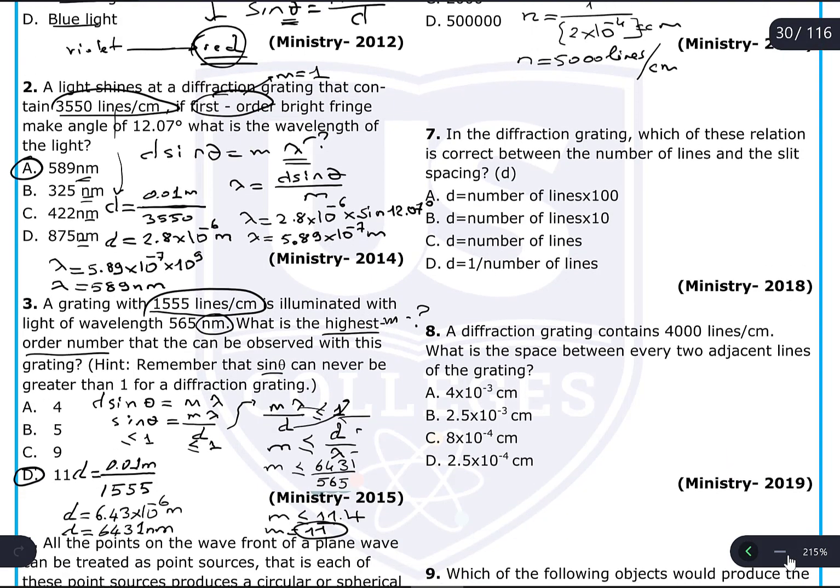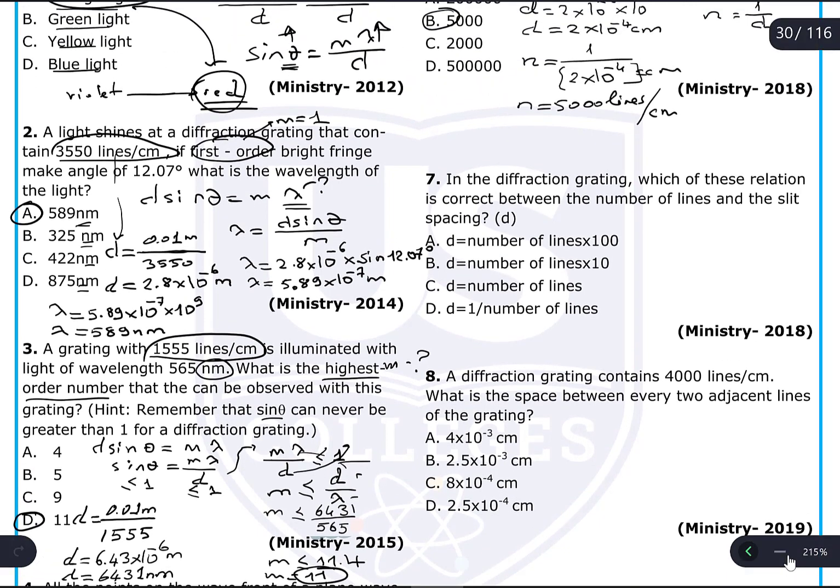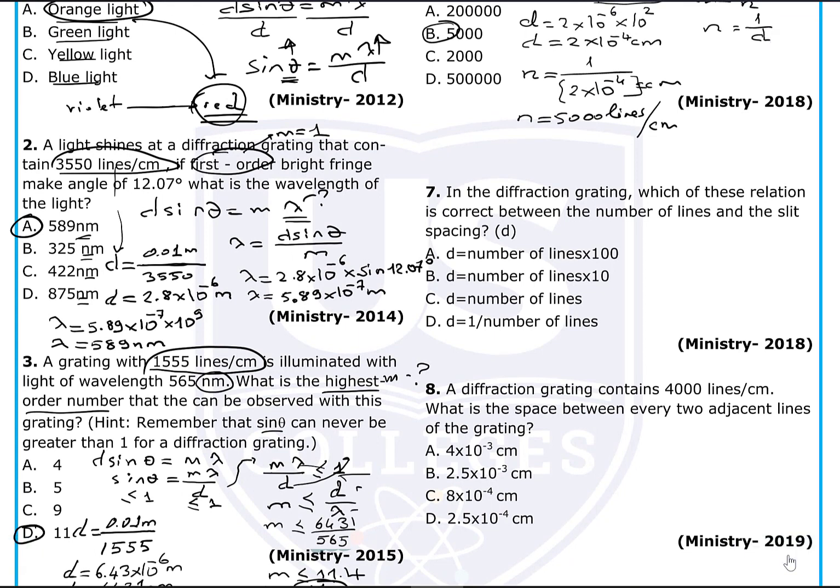In the diffraction grating, which of these relations is correct between the number of lines and the slit spacing? In fact, we just got this equation several times. We use this equation: d is equal to 1 over N. N is the number of lines, so 1 over the number of lines is the equation for calculating slit spacing.